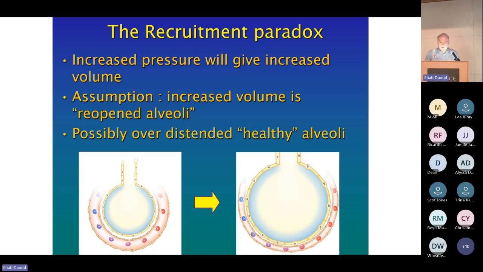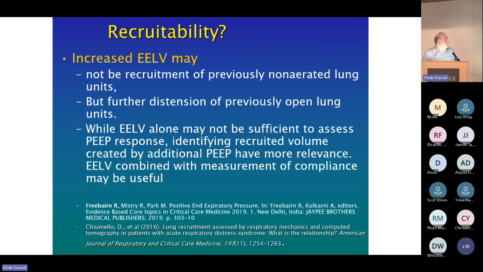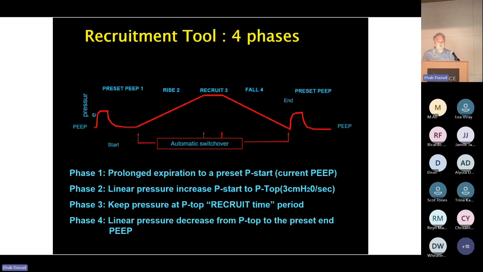So increasing the expiratory lung volume may not be because of recruited non-aerated lung, but because of distension of previously open lung units. And the lung volume may not be sufficient to assess the recruitment response, may not be a useful tool. There are a number of tools we can use to recruit. We're going to do this.